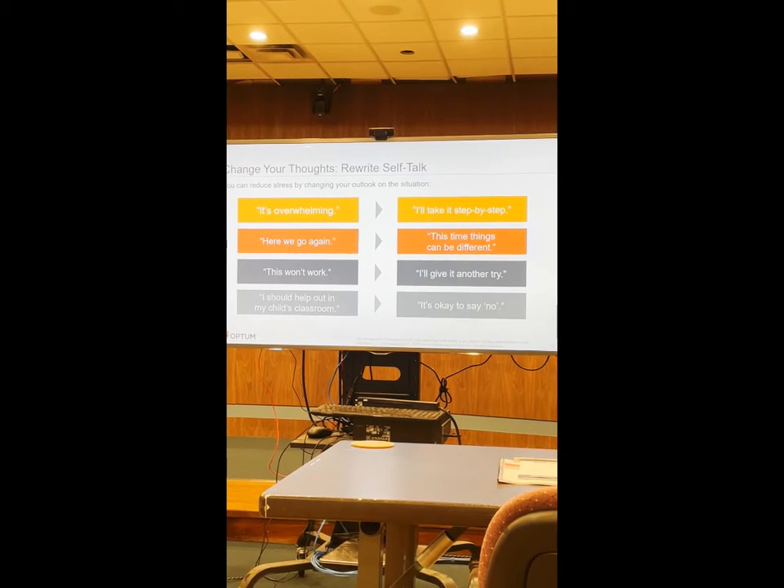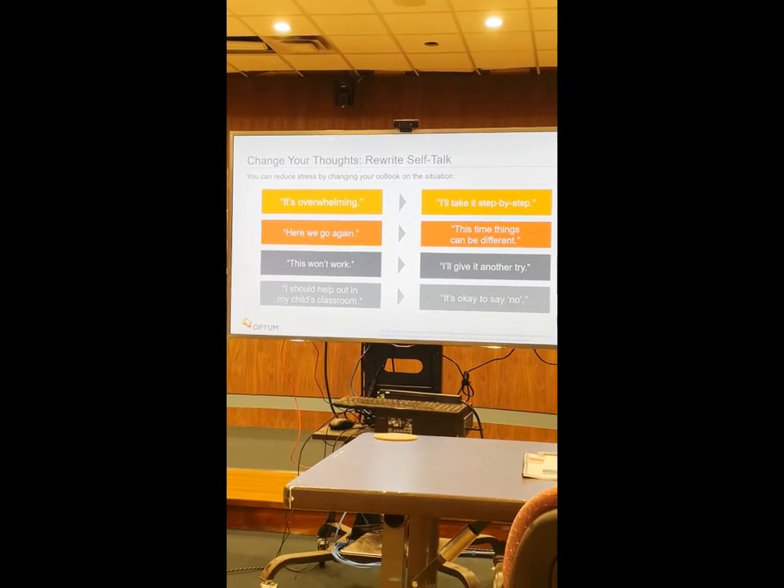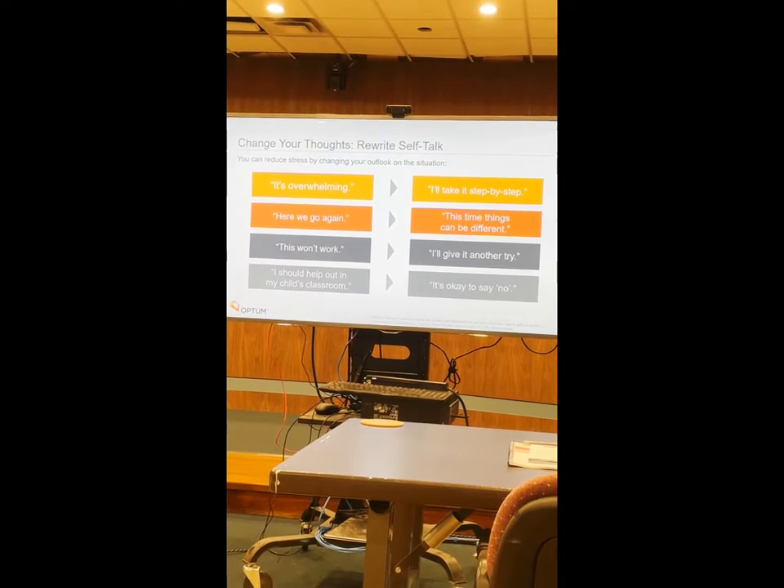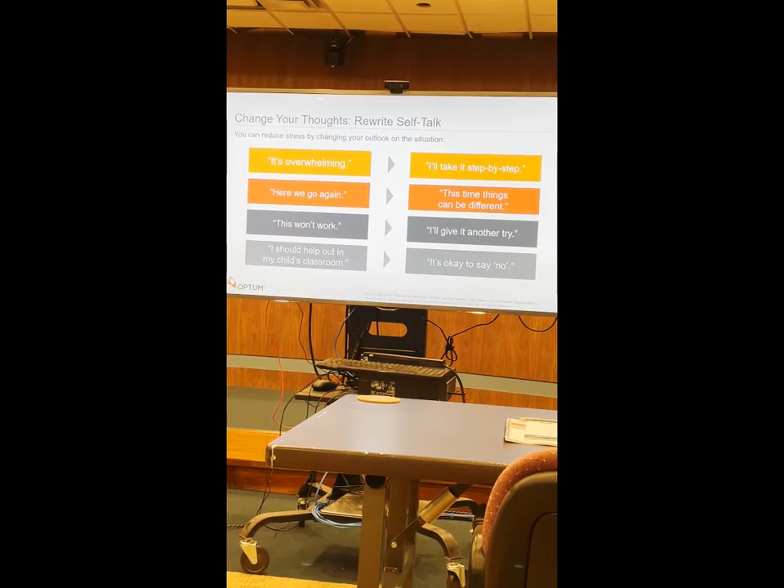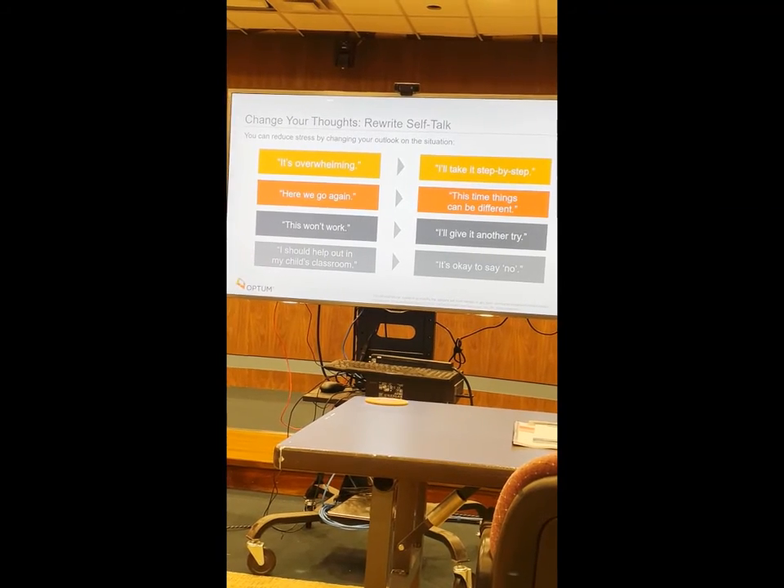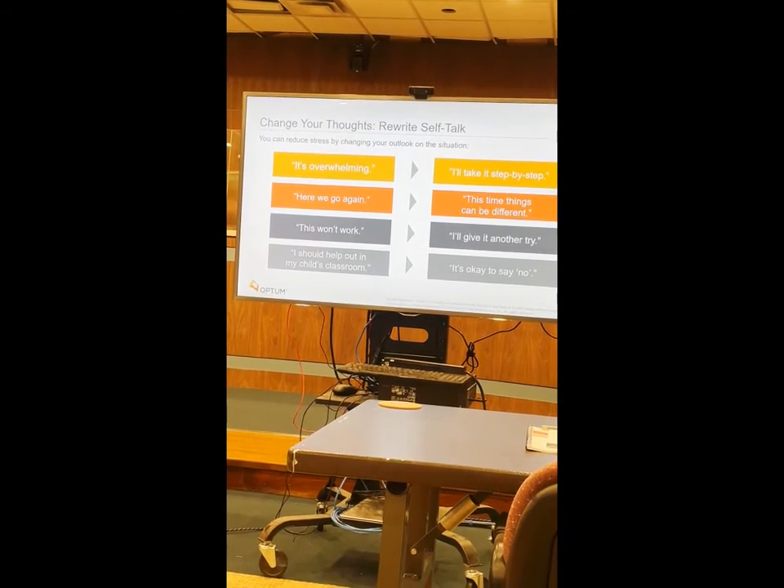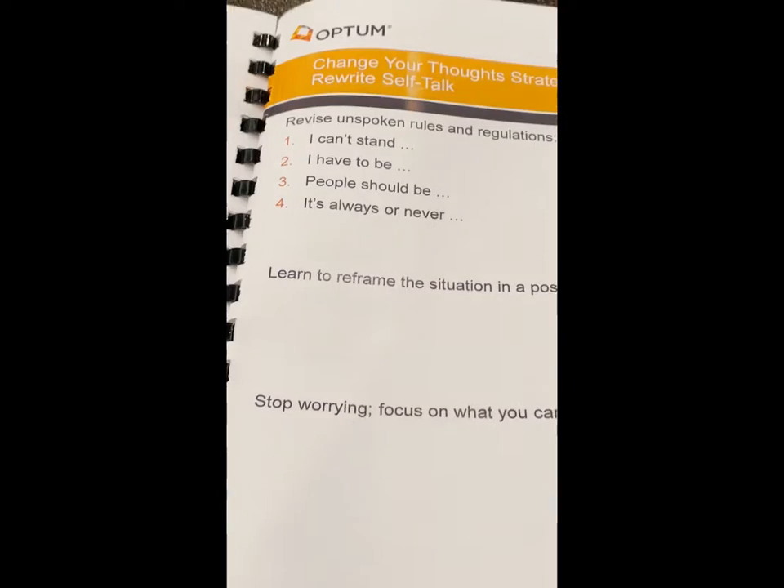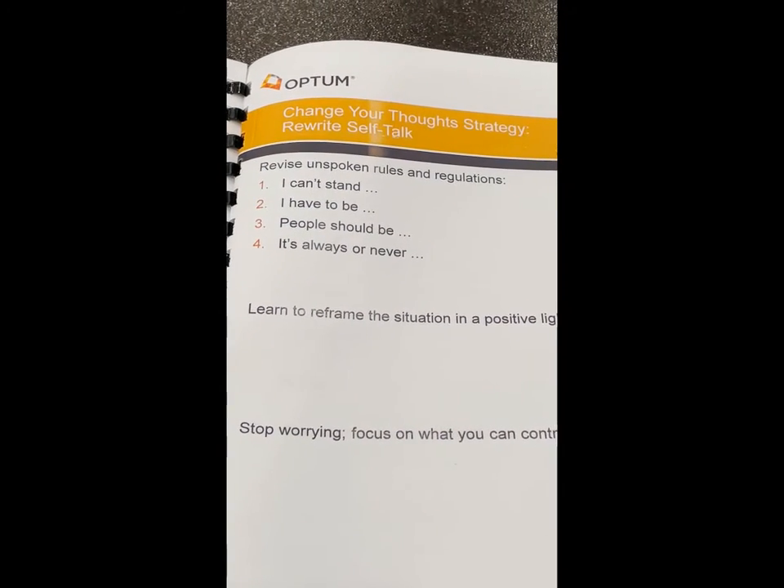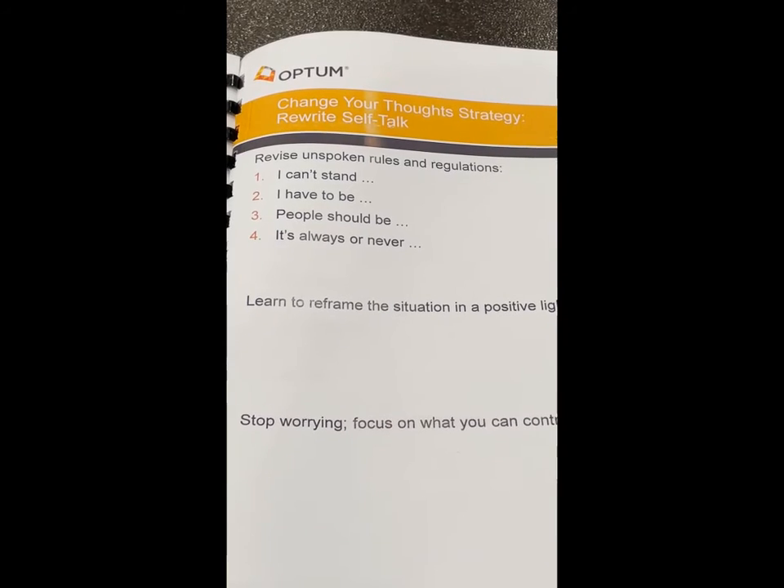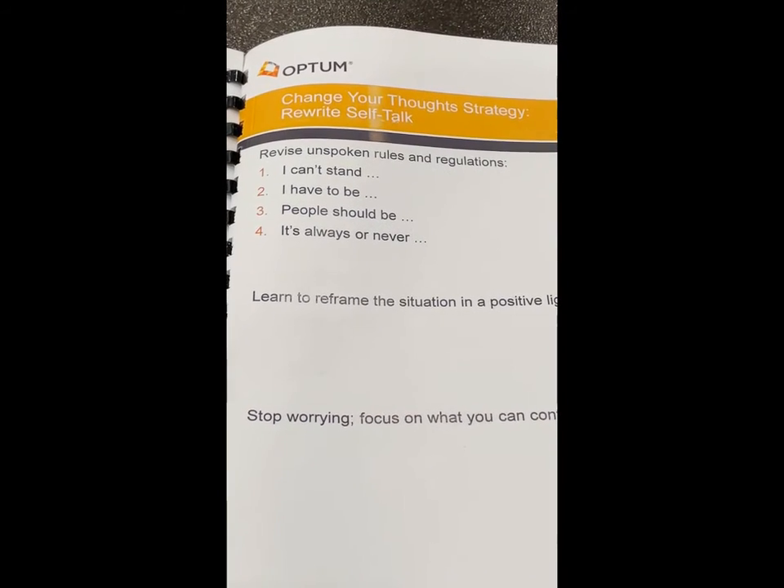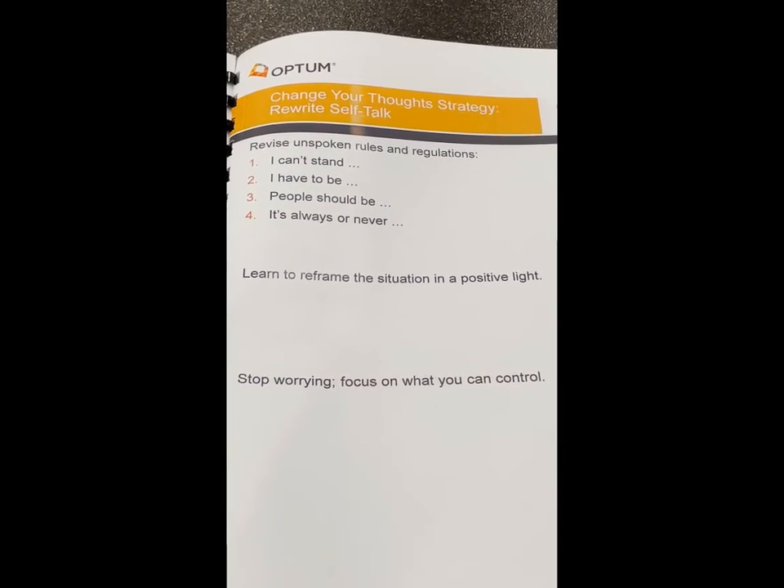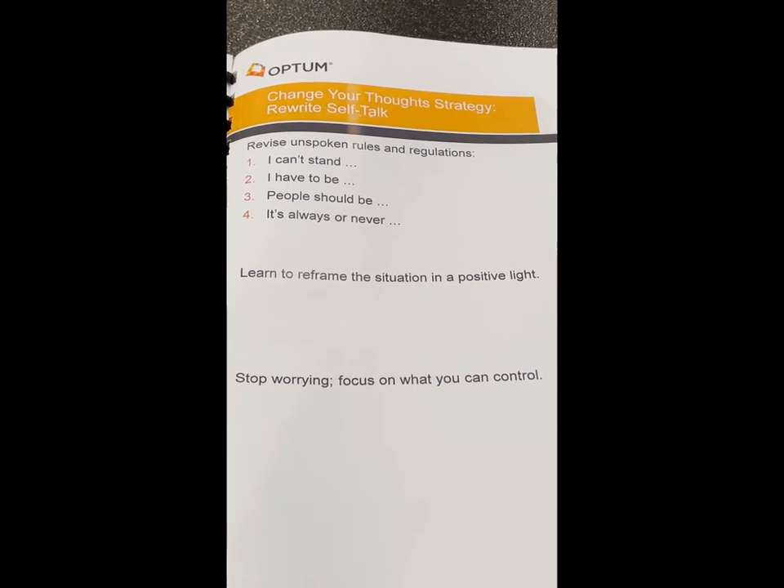Okay, so on your little workbook, you guys will notice that there's a few phrases. Do you all see them? It says rewrite self-talk. You have that on your workbook. Sometimes we have unspoken rules or unspoken beliefs that increase our stress levels. So for example, I can't stand somebody being late, right? If we say that to ourselves, that's not being positive, right? How can we rewrite that? That's part of your homework. What can you say instead of, I can't stand?